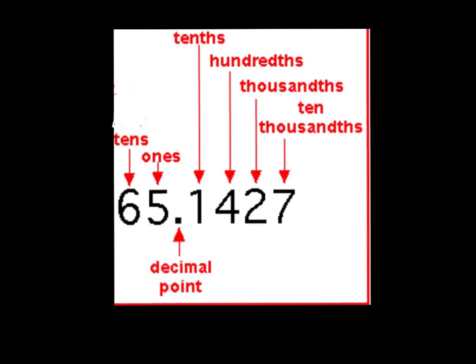We'll go to one more decimal place value. We have our tenths, hundredths, thousandths, and ten-thousandths. And how you would say this number is, again, whole number of 65, decimal point is "and," and we would group these four digits together and say 1,427, ending with our last place value that has a digit in it, ten-thousandths. So this number would be pronounced 65 and 1,427 ten-thousandths.